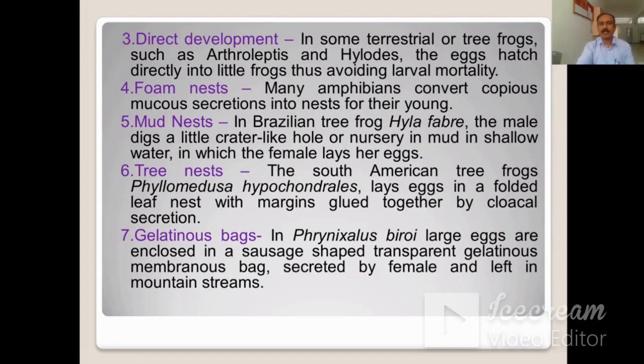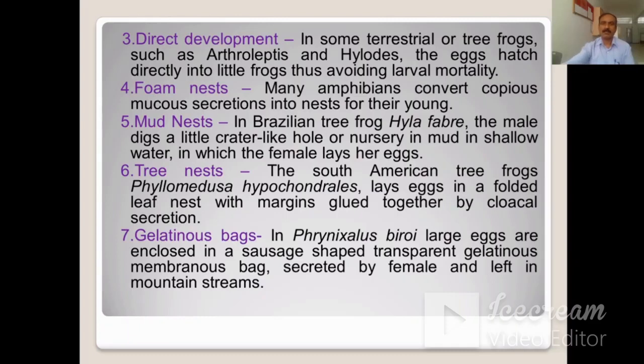Number three is direct development. In some terrestrial or tree frogs, such as Arthroleptis and Hylodes, the eggs hatch directly into little frogs, thus avoiding larval mortality. Next is the foam nests. Many amphibians convert copious mucous secretions into nests for their young ones. Next is the mud nest.